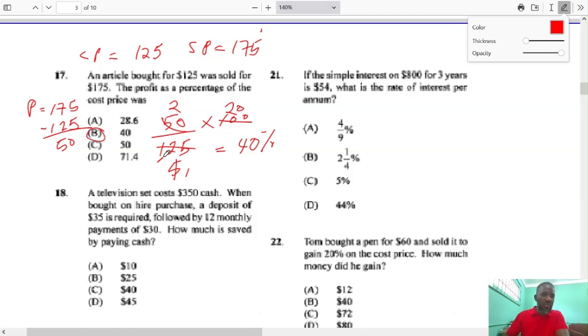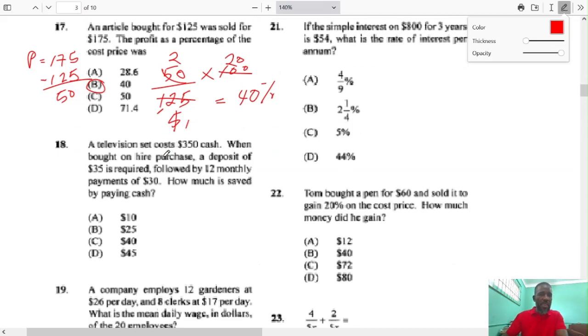So the profit as a percentage of the cost price is equal to 40%. Now, in question 18, it says a television set costs $350 when bought on a purchase, and a deposit of $35 is required, followed by 12 monthly installments of $30. How much is saved by paying for cash? Again, we have a hire purchase price. It's going to be equal to our deposit, right?